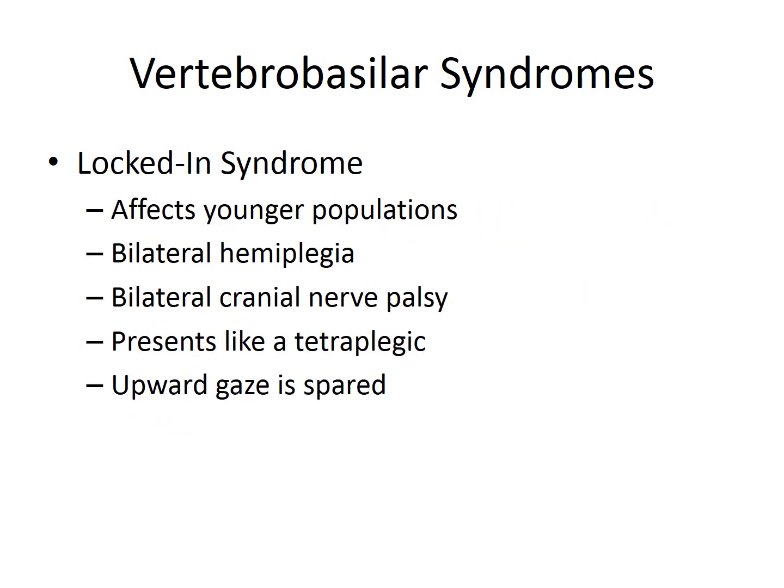And finally, last but not least, locked-in syndrome is also a vertebrobasilar syndrome. This typically affects younger populations. Symptoms that you would see in these clients are bilateral hemiplegia, bilateral cranial nerve palsy. Essentially, these patients look like a spinal cord injury tetraplegic patient. Upward gaze is spared, but unfortunately not a whole lot of function.